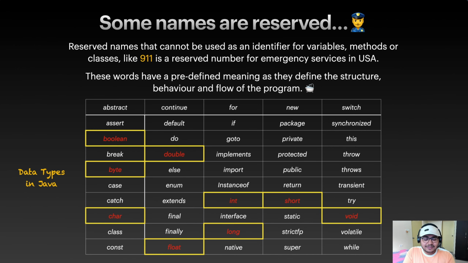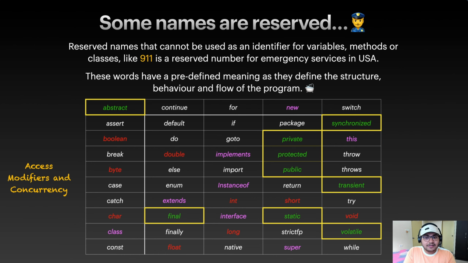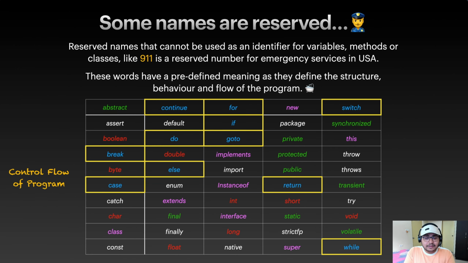The first set of keywords are reserved for data types, whose purpose we already know. Then some keywords are reserved for object-oriented programming concepts like class declaration, inheritance, etc. Some are reserved as access modifiers like public and private, and some are reserved for concurrency purposes like synchronized. Some are reserved for controlling the flow of the program like if, else, switch, break, etc.